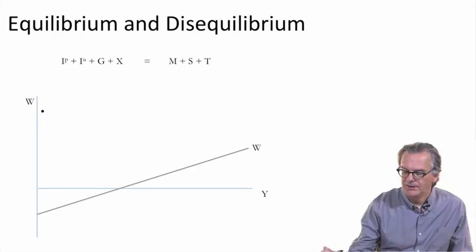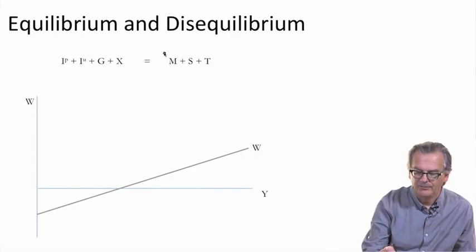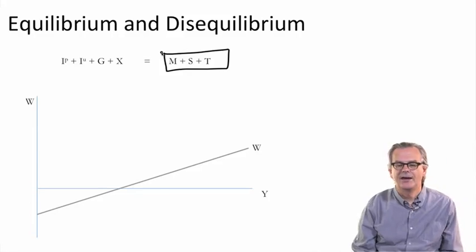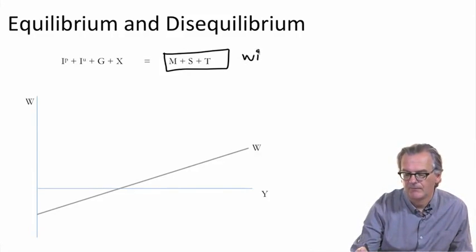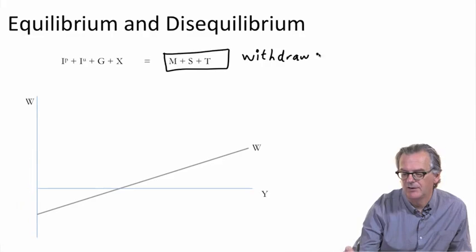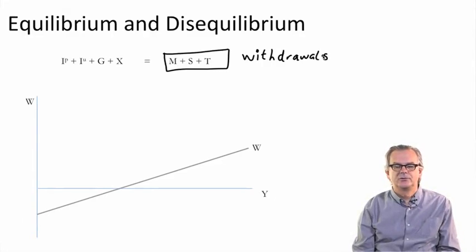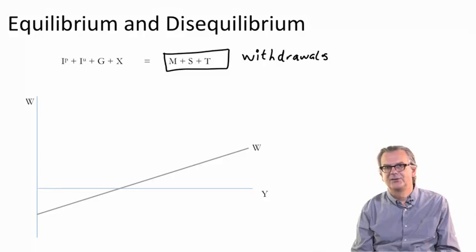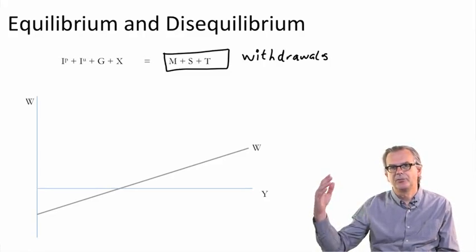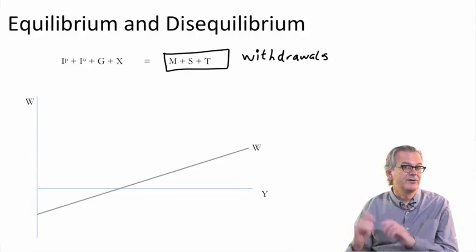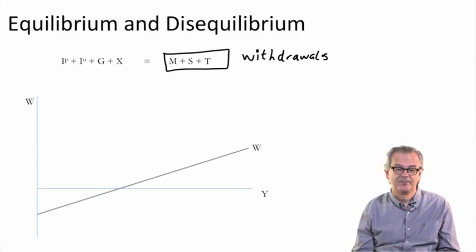I want to introduce first another piece of terminology for you. Imports, saving and taxation, when added together, are going to be known collectively as the economy's withdrawals. Withdrawals, you can think of this as the opposite of injections. Injections, remember, is where purchasing power is coming into the economy. Withdrawals, either through import, saving or taxation, think of that as a flow of purchasing power outside of the economy.